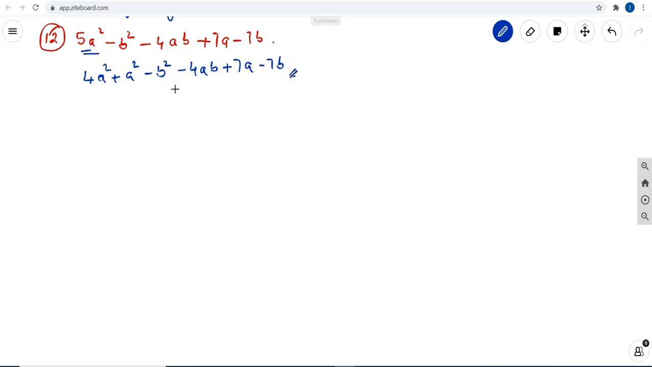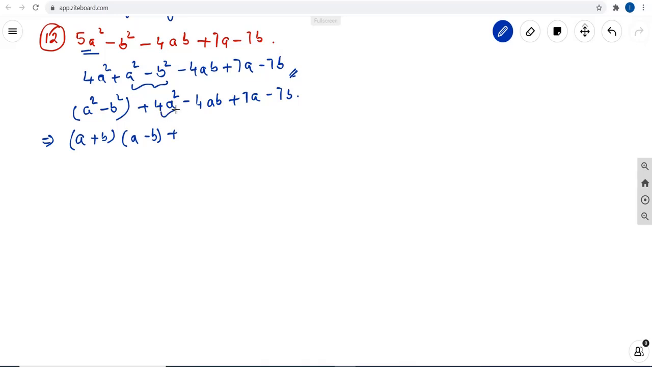Okay, so how can I write this? Here I can use the identity. For that, I will write this term first as a square minus b square, because I'm going to use the identity for this. And what is left is plus 4a square minus 4ab plus 7a minus 7b. Now in this identity, I'm going to write it as a plus b into a minus b.